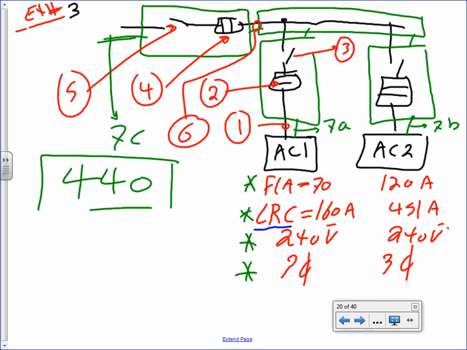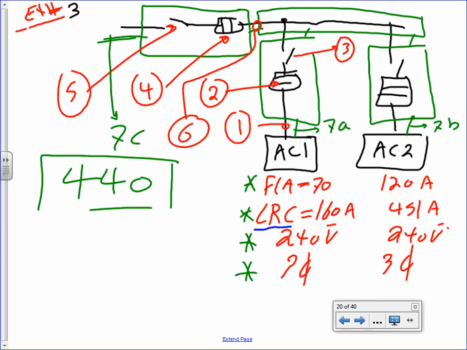Okay, so what we have, and then I need number 7C is the equivalent ground conductor for the feeder. 7A is the first AC equipment. 7B is the second AC equipment. I just called them 7A. I don't know why, but I call them this way. 7A, B, and C. Here are the two equipment I have.